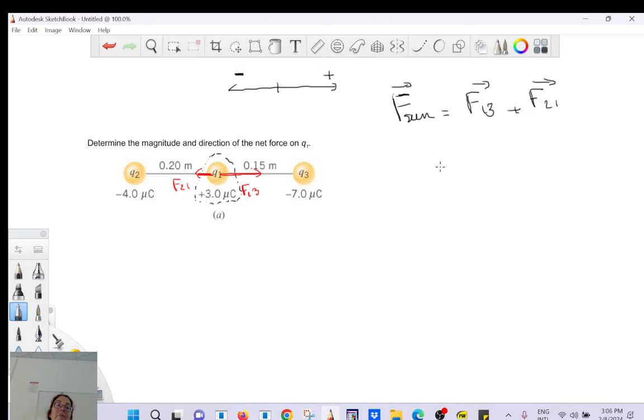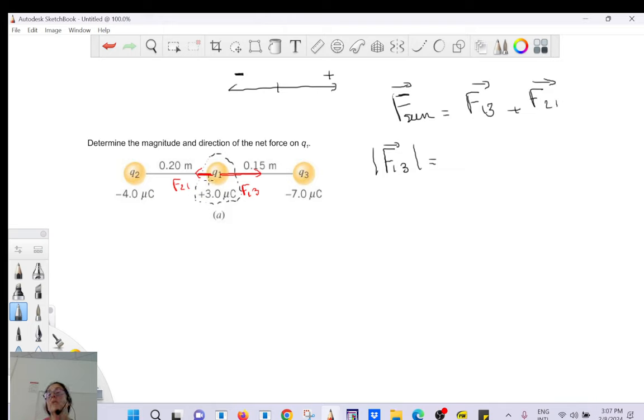Okay, so along the x-axis now, okay, no, I'm going to show you how to do it first. We need to find the magnitude, and then we will decide if we have to subtract or add.